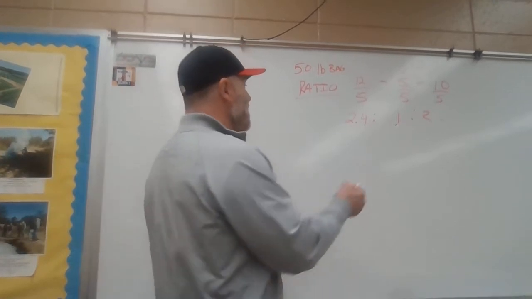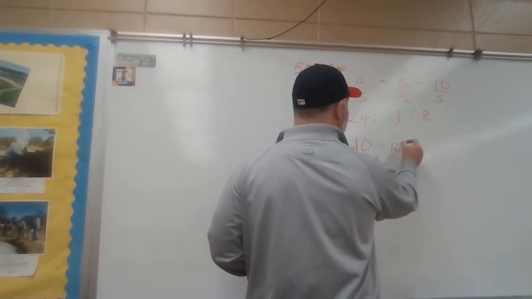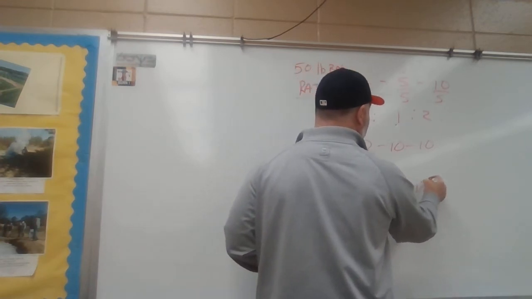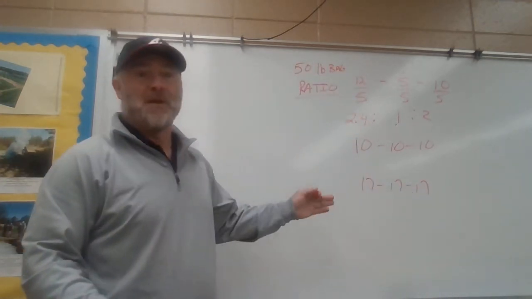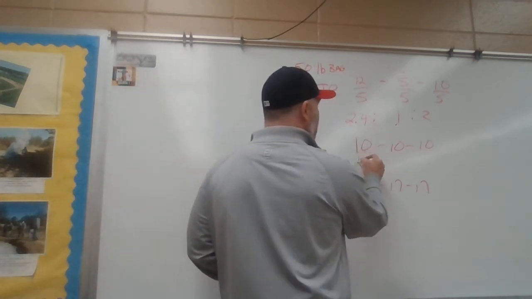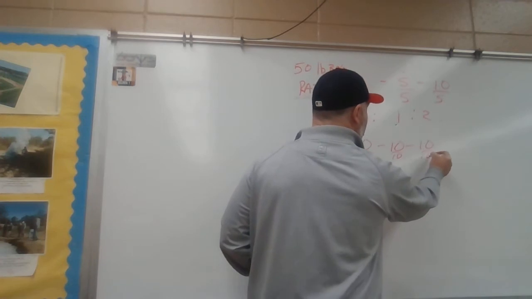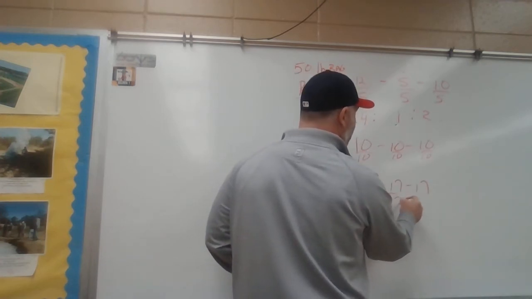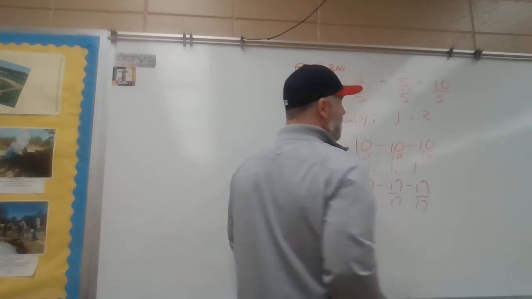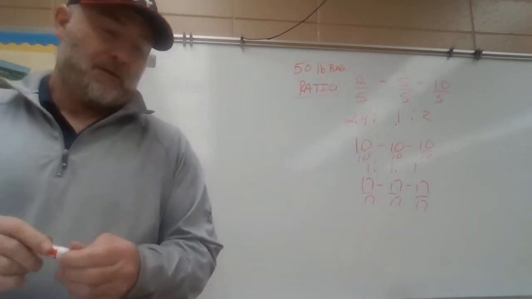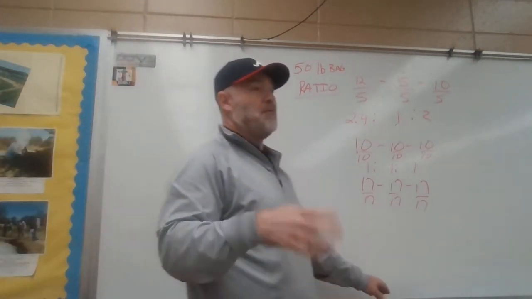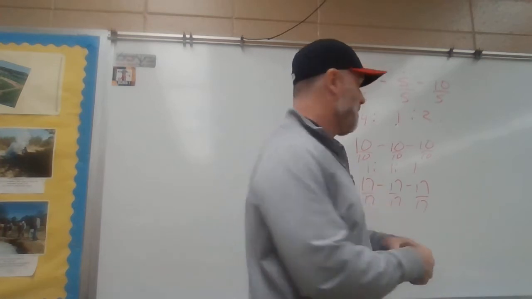So if I had a 10, 10, 10, 17, 17, 17, what would my ratio be? Absolutely. Your lowest number is 10. Lowest number 17, you just divide that into yourself. And it's a 1-1-4. New for us, new for them.